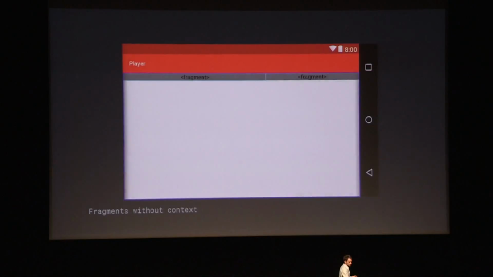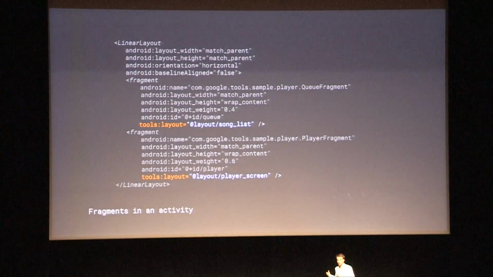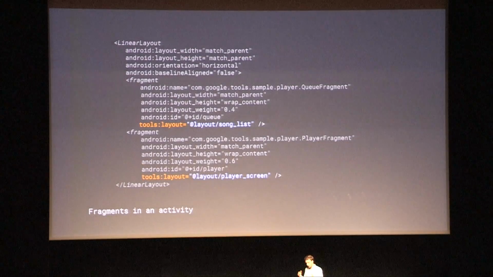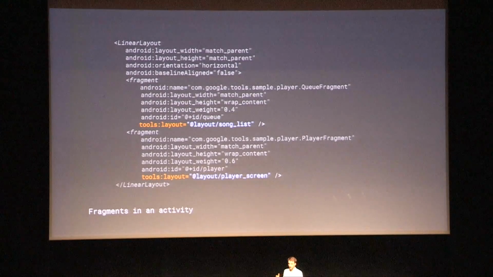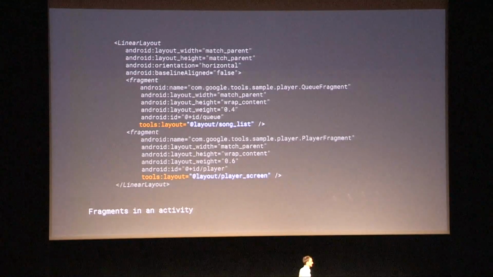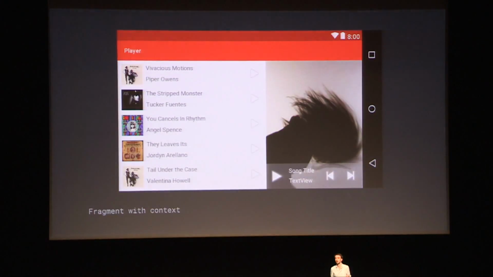So what you can do here is add the tools layout attribute for your fragment and say which layout is going to be populated at runtime. And by providing that, we have some nice preview in the layout editor. So you will save some time to yourself, to your future self, and your teammates.